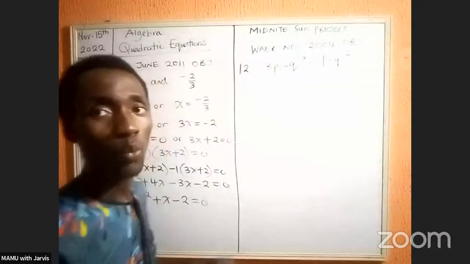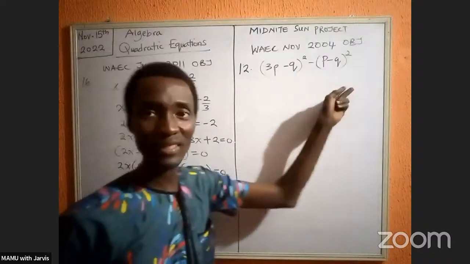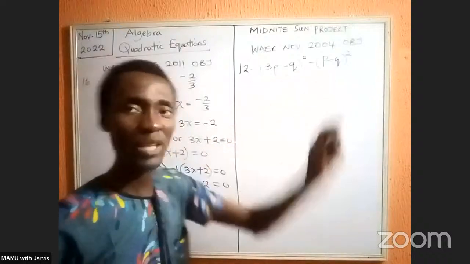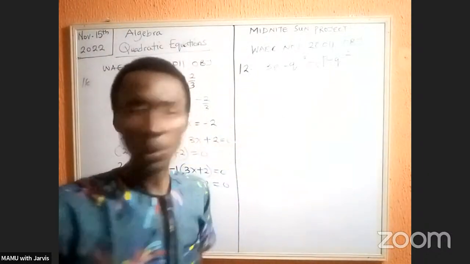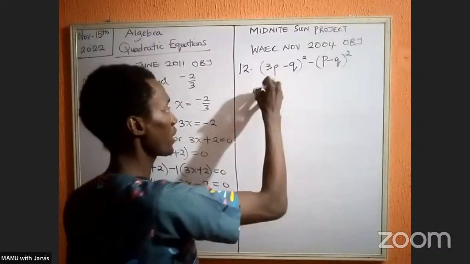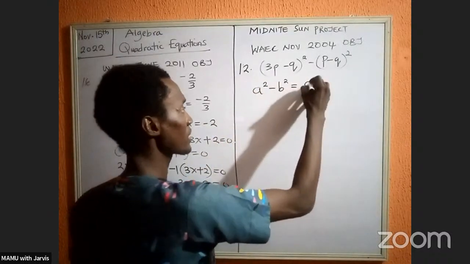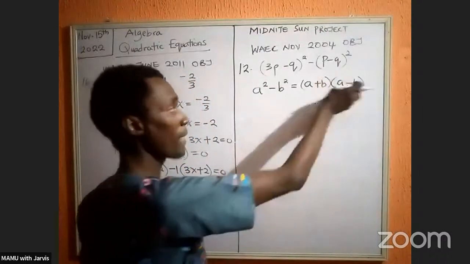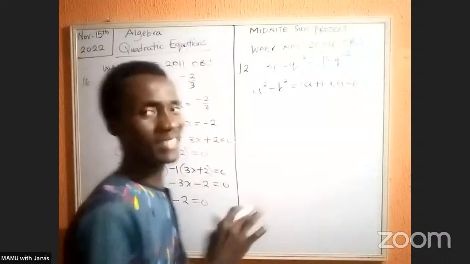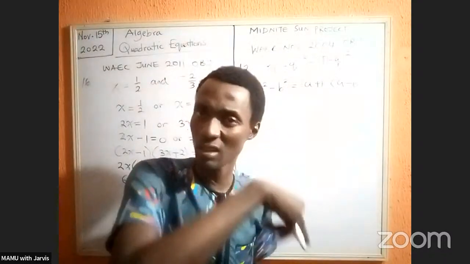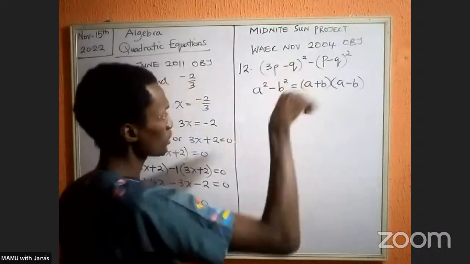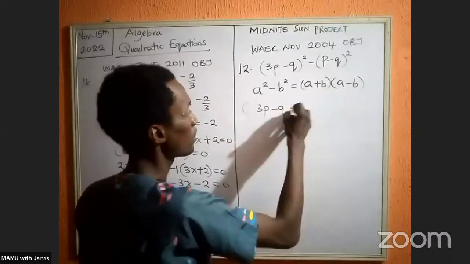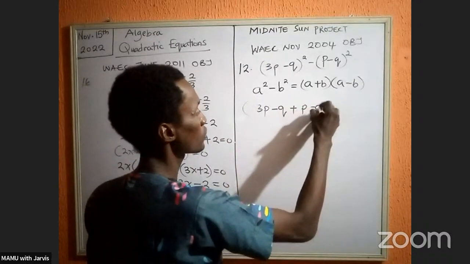Remember that when we start the concept of quadratics in your grade 9, we would usually deal with the concept of difference of two squares. The whole matter of difference of two squares says that if I have a squared minus b squared, it is the same thing as a plus b, adding the terms, multiplied by a minus b, subtracting them. This is not a direct quadratic equation, but it's important you understand this concept. So I'm going to add the terms: 3p minus q plus p minus q.